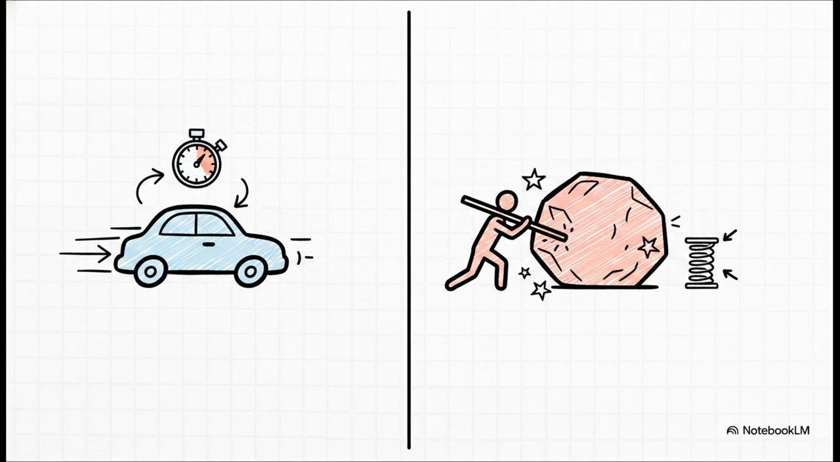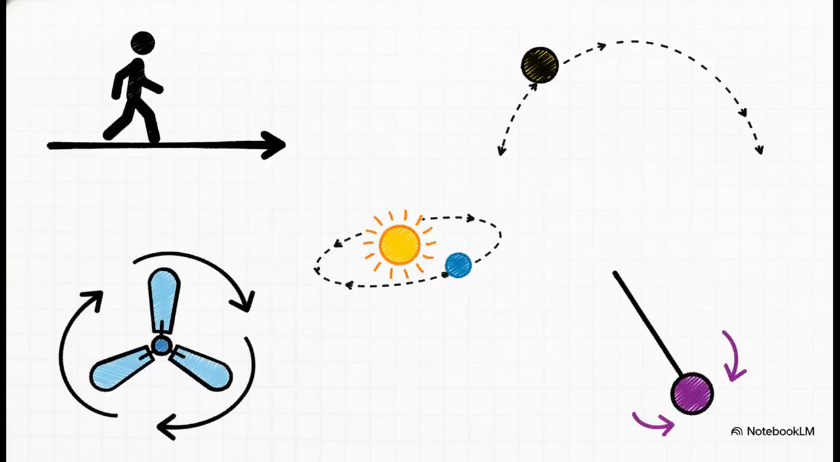First up, we've got kinematics. This describes the how. It studies motion without worrying about the underlying causes, so it focuses purely on things like distance, speed, and time. Then we have dynamics. This explains the why. Dynamics studies motion along with the actual physical forces responsible for it, bringing in concepts like mass and Newton's laws.